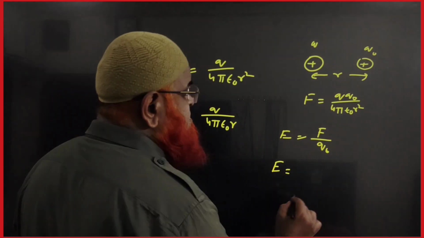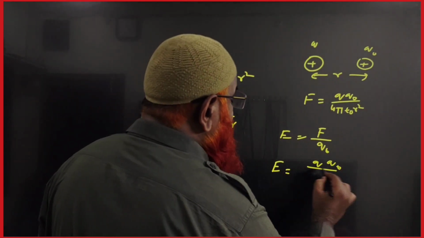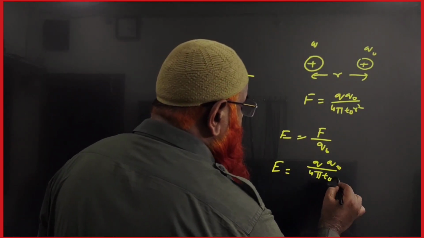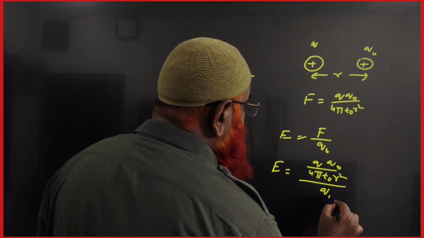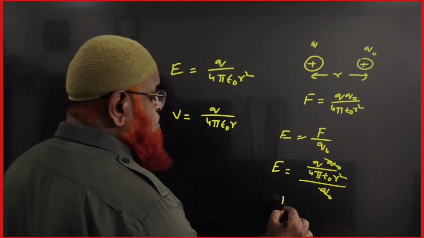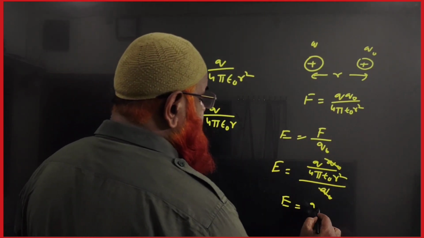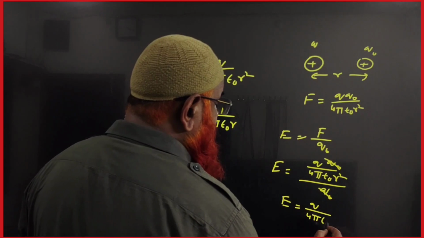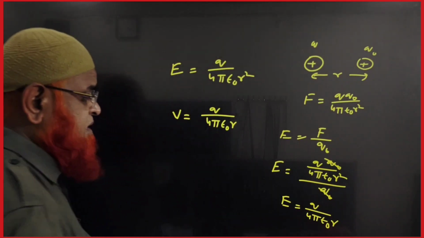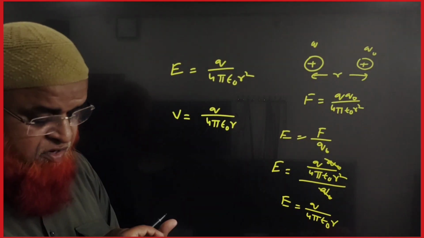Therefore, electric field intensity is nothing but Q naught by 4 pi epsilon naught into R square divided by Q naught. So Q naught gets cancelled. What is left now? Electric field intensity is nothing but Q by 4 pi epsilon naught into R square. So this is said to be the electric field intensity formula.